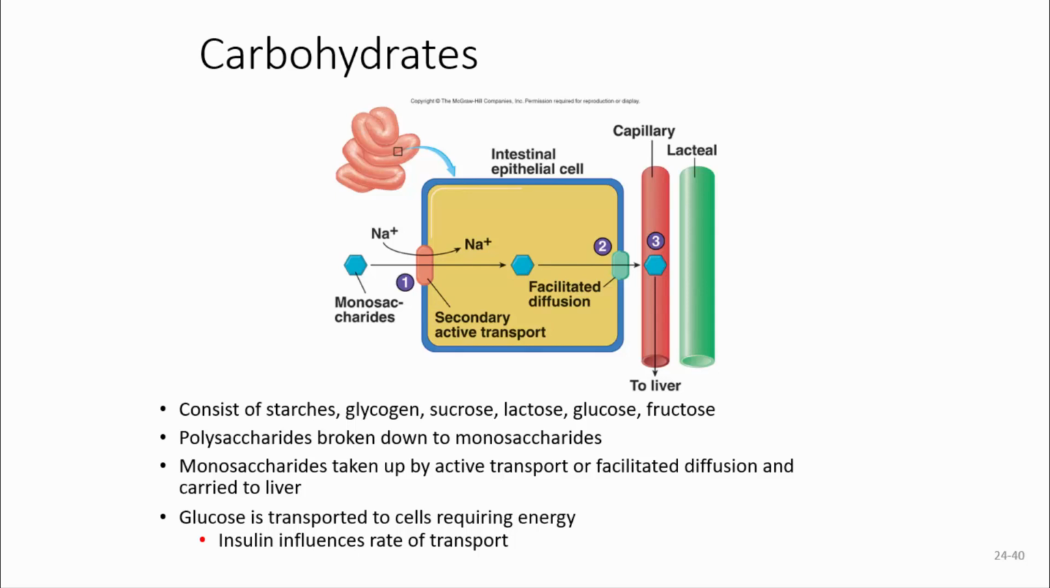Okay, so we see here that to get it inside the cell to begin with, we're going to use secondary active transport to bring it into the cell. So that will require some energy because it's active transport. But once we get it in the cell, it's facilitated diffusion, which is passive, to bring it out of the cell and then through regular diffusion into the capillary. And it goes off to the liver.